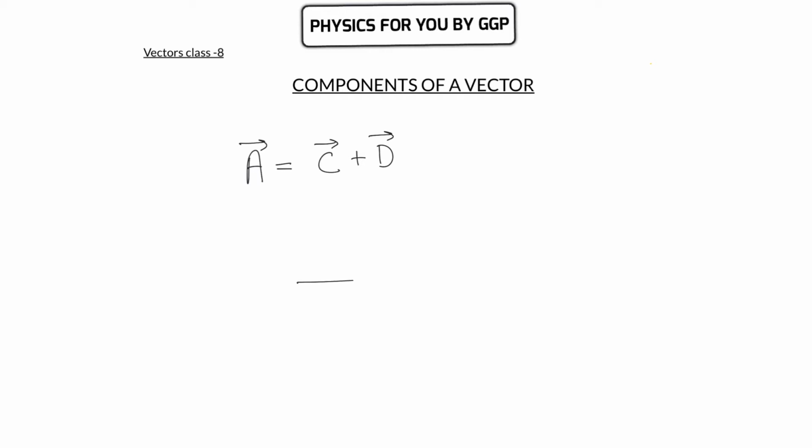Or if I am representing it something like this, this is C vector, and let's say this is our D vector. If I add the C vector and D vector, I get the resultant as, let's say, A vector. So we can say that this C vector and D vector are the components or the parts of A vector. It doesn't mean that a vector can have only two components. A vector can have more than two components.